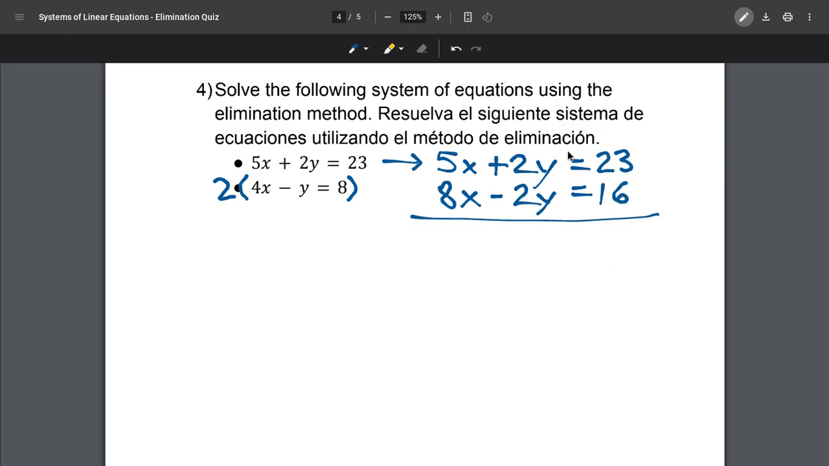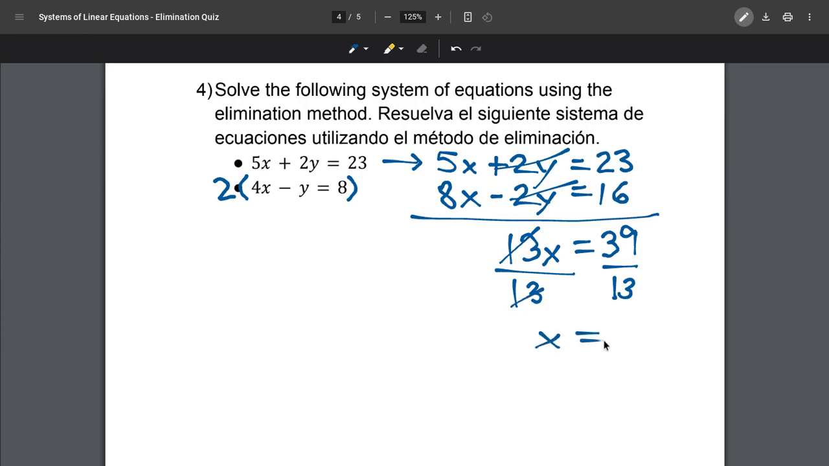Okay, so when we add these up, the 2y's will cancel out. We'll get 5x plus 8x is 13x. And that's going to equal 23 plus 16, which is 39. Okay, we want to solve for x, so we're going to divide by 13. And we're going to get x equals 3.